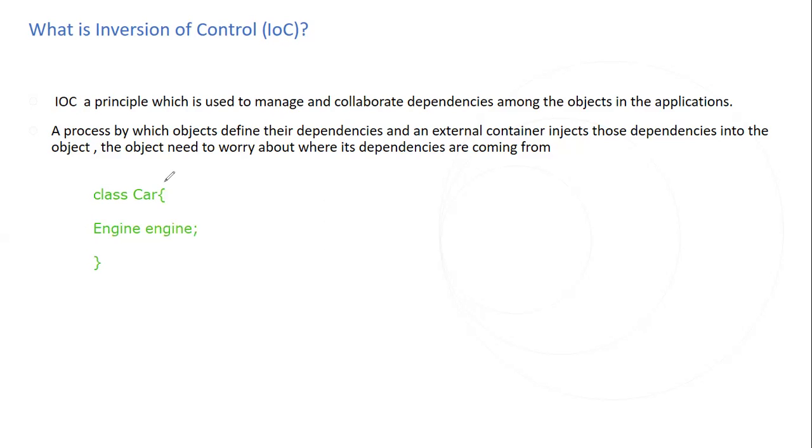The container sees that a car is required. Which dependencies does Car require? Car requires an Engine dependency, an engine object. So the container will create the engine object and provide it to the Car class. So this is the IOC principle. IOC means nothing but a principle which is used to manage and collaborate dependencies among the objects in the application. It is a process by which objects define their dependencies and an external container injects those dependencies into the object. The object need not worry about where its dependencies are coming from.